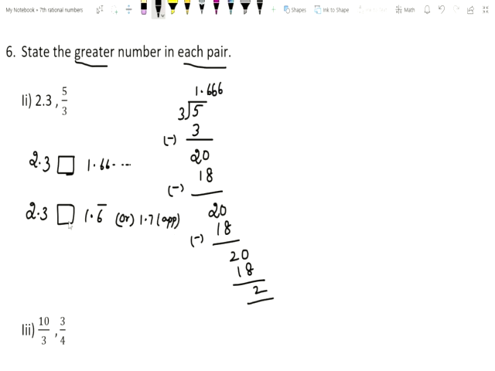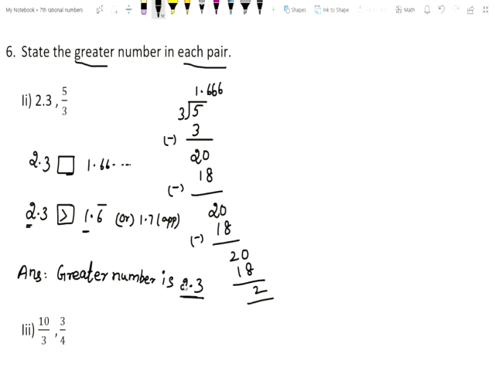Okay, so here you see 2.3 and 1.6, which is greater? Here the whole number is 2, here the whole number is 1. To compare this 2 and 1, which is greater? 2.3 is greater. Okay, so therefore what is the answer? The greater number is 2.3.